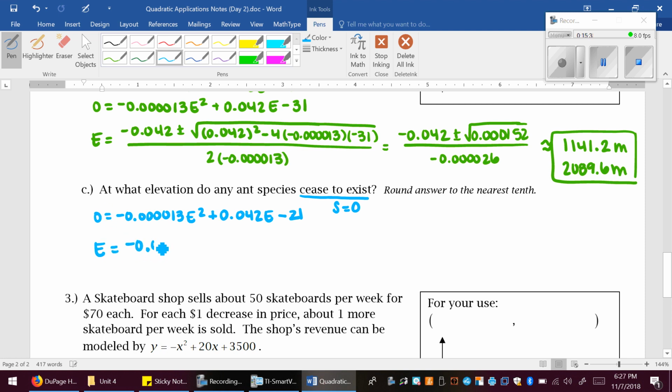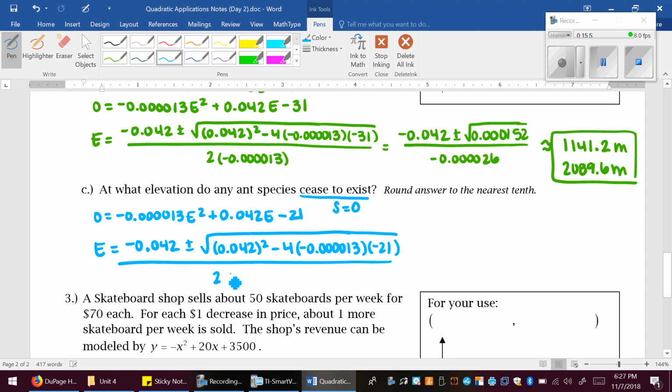So the opposite of b plus or minus the square root of b squared minus 4 times a times c, all over 2a. If I type the discriminant into my calculator, this time I get 0.000672.